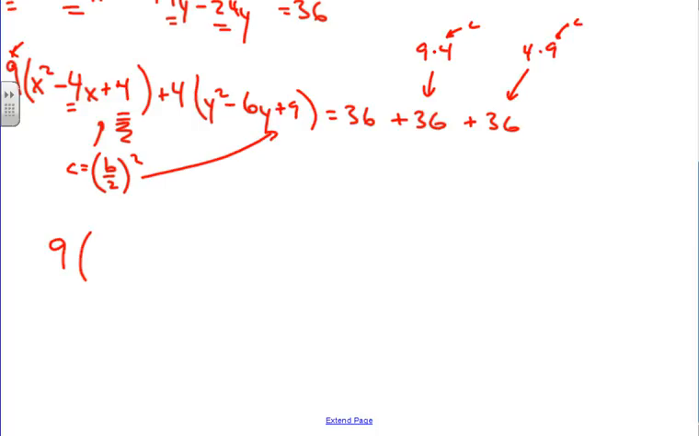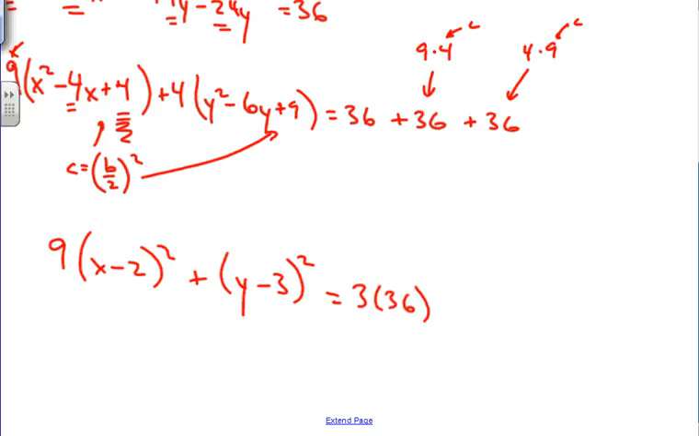Now we can complete the square: x minus 2 squared. Make sure you do that properly. I see a lot of students that do not factor this properly. Then minus 3 squared. And now we're going to add these values together. To make this easier, I'm going to have 3 times 36, because we're eventually going to get a standard form. Oops, don't forget your 4.